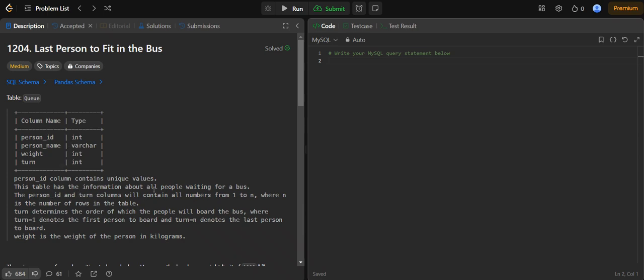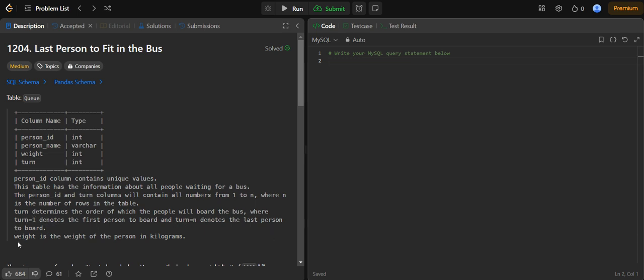This table has the information about all people waiting for a bus. The person ID and the turn column will contain numbers from 1 to n, where n is the number of rows in the table. Turn determines the order in which the people will board the bus. If turn is 1, that means he will get into the bus first. If turn is 5, he will be the fifth person to get into the bus. Turn 1 denotes the first person to board, turn n denotes the last person to board.